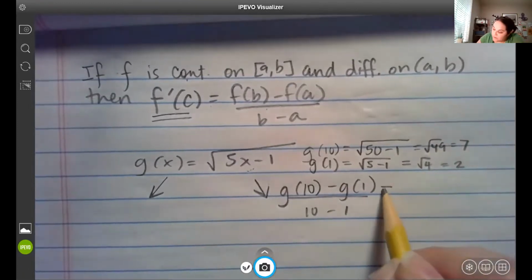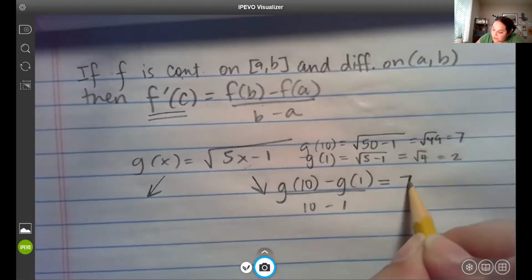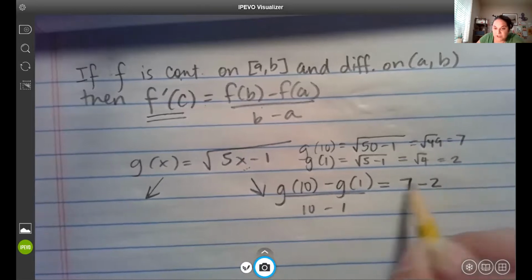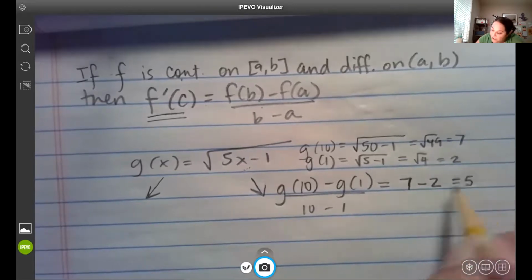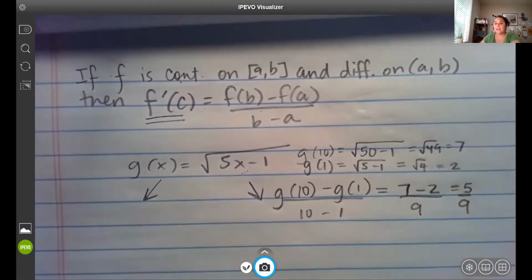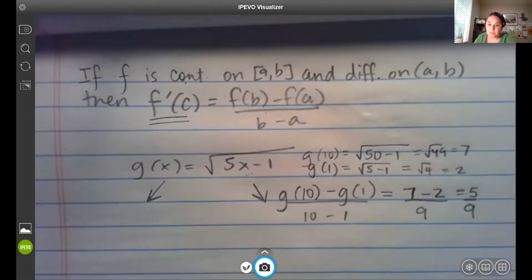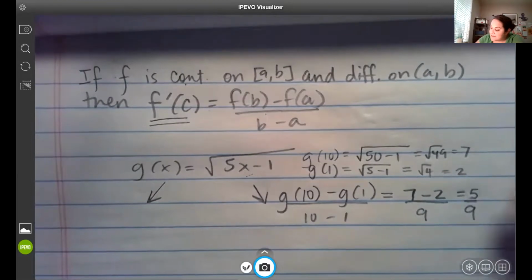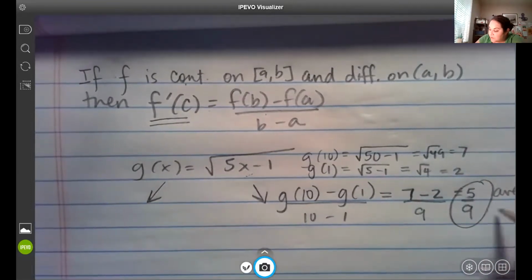And so for the average rate of change, the value of the square root function goes from 2 to 7, right? So the change in y is 5 when the change in x is 9. And so 5 over 9 is what the right side of the equation is going to be if I'm trying to solve for this c. This is the average rate of change over the interval.